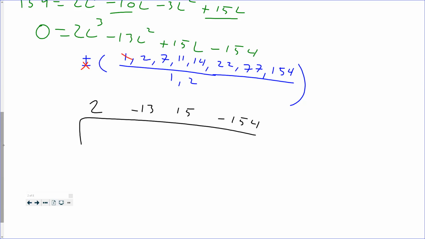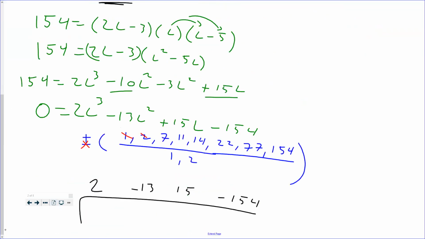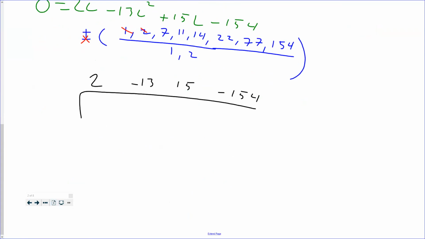Also, I can cross out 1 and 2, because if I plugged in 1 and 2 into the width, I'll get a negative width. That doesn't make any sense. So same thing, it's not going to be useful for me. I'm going to throw that out. So I'm going to start with 7. 7 is the first one that actually makes sense in the context of this problem. So that's going to be the first possible factor I'm going to try. Does that make sense? Are we okay with that, guys?